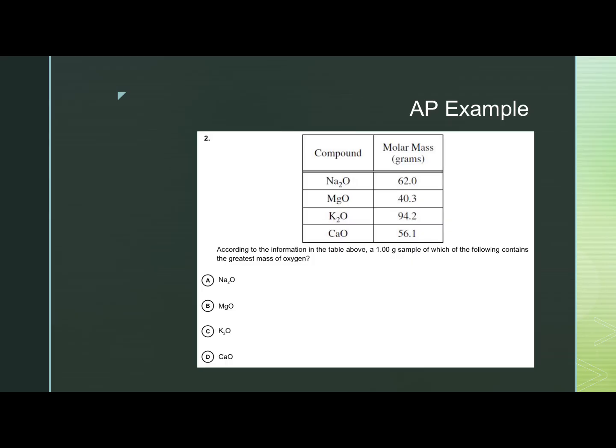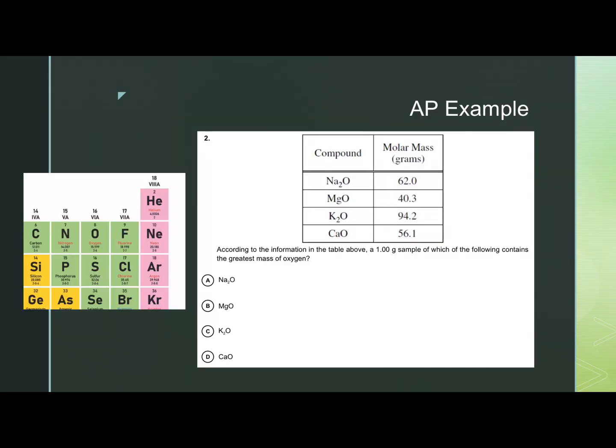Here's a second example. Pause the video again, try this problem, and when you're all done, push play. This question is asking about oxygen. When we find it on the periodic table, we see that oxygen has a molar mass of about 16.